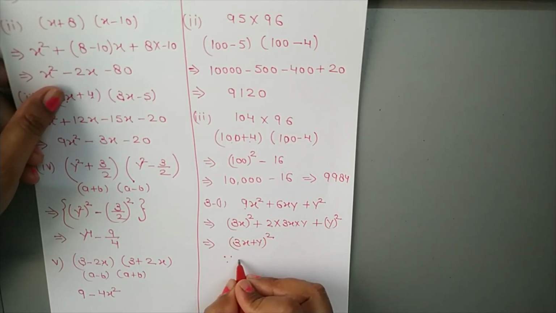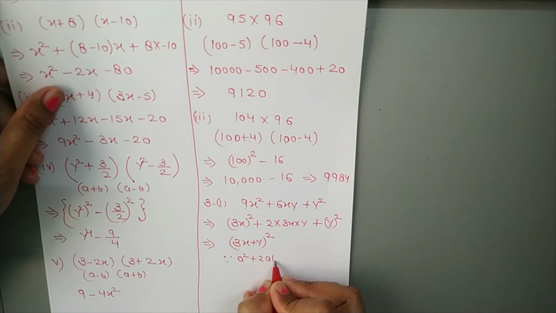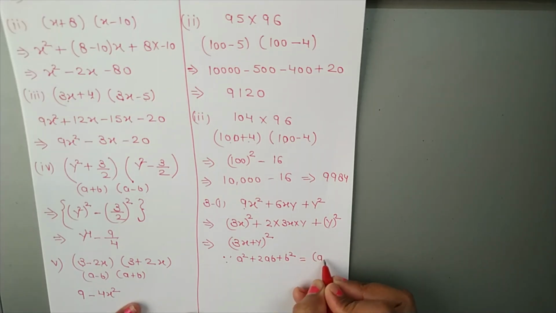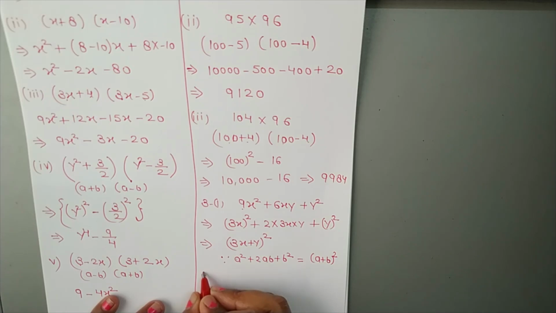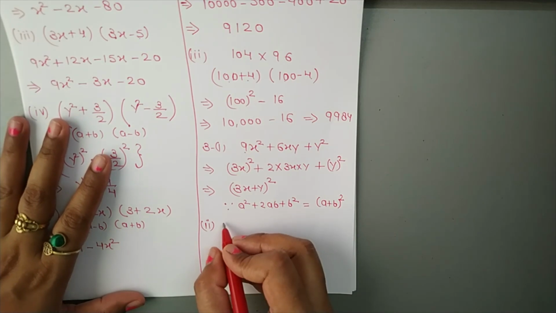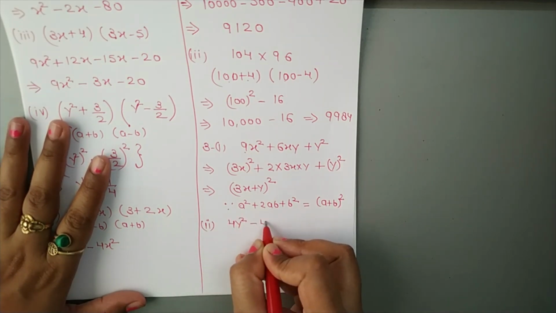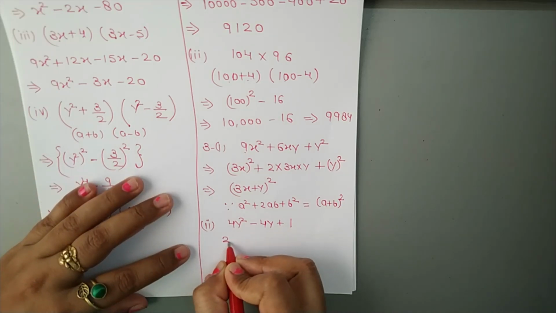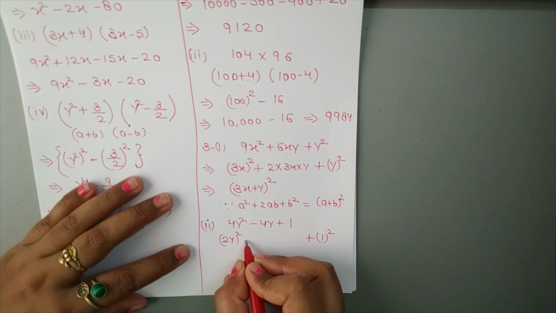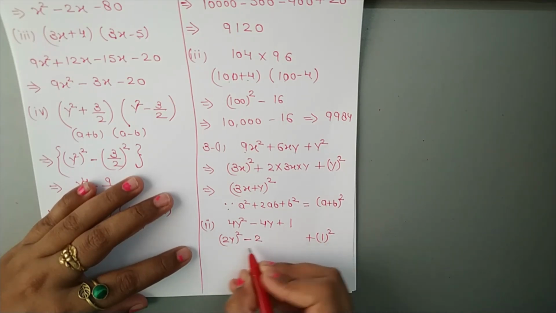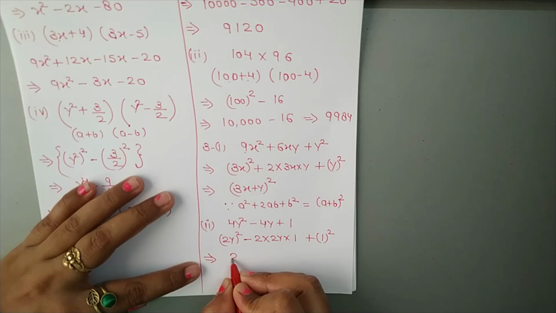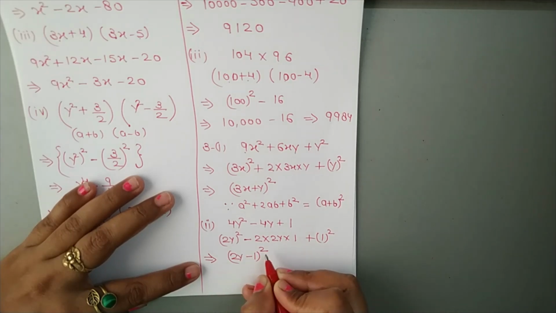This identity is a square plus 2ab plus b square is equal to (a plus b) whole square. Now move on to the second part, that is 4y square minus 4y plus 1. It can be written as (2y) whole square plus (1) whole square, then minus 2 into a into b, so 2y into 1. So it will be (2y minus 1) whole square.